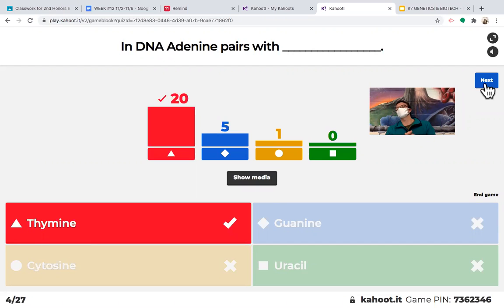But that still doesn't necessarily justify why, because why does adenine not pair with cytosine, which is another pyrimidine? And it's because of the chemical bonding sites. Adenine and thymine both have two places where they can form chemical bonds. So they're a perfect match. They form two hydrogen bonds between them.